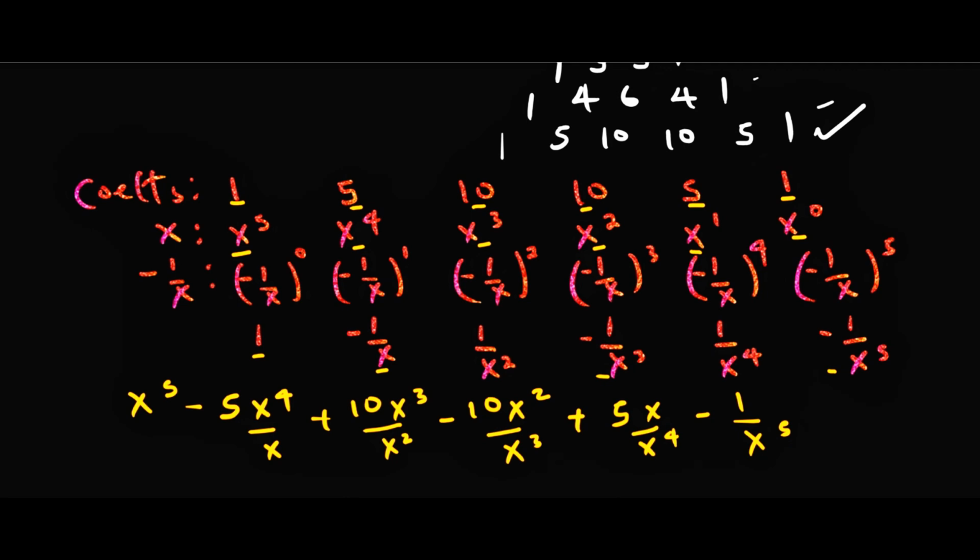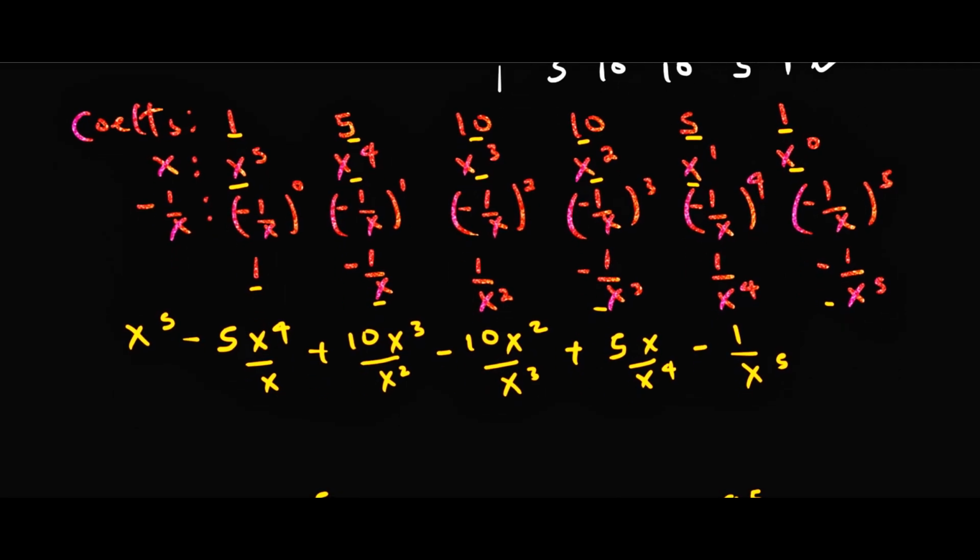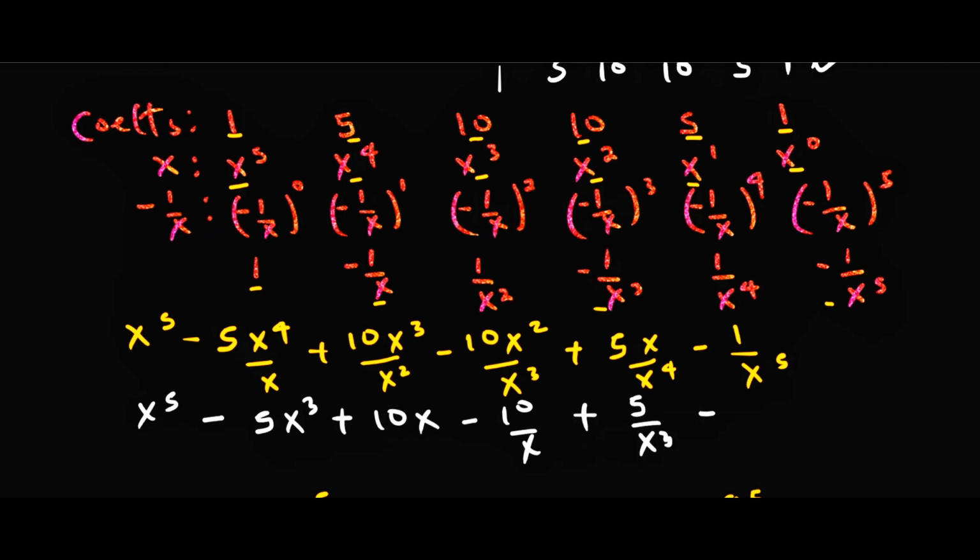So we can simplify this further, so that we have x power 5 minus 5x cubed plus 10x, and this is minus 10 over x, and this is 5 over x power 3, minus 1 over x power 5. So that is the expansion for x minus 1 over x raised to the power 5.